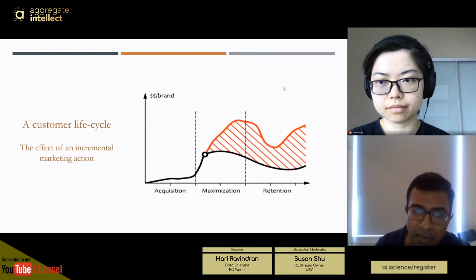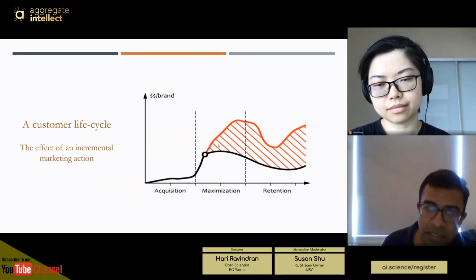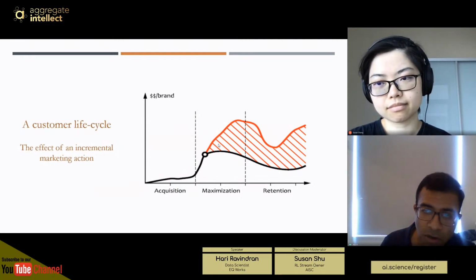So here the red line refers to the customer behavior after the incremental marketing action. The black line refers to what would have been the baseline behavior. The red line refers to a behavior that has been changed because now the customer's relationship with the brand has changed owing to that incremental marketing action. So a timely and effective incremental marketing action isn't just a question of increasing ROI, increasing sales. It's also a question of dynamically or inherently changing the nature of a relationship between a customer and a brand.